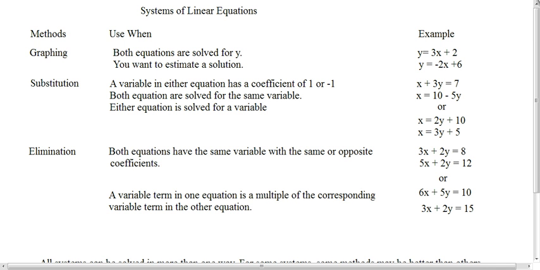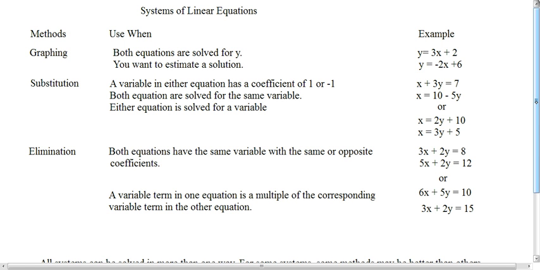It also says we use elimination when a variable term in one equation is a multiple of the corresponding variable term in the other equation. For example, 6x plus 5y is equal to 10. Now of course 2 and 5 are not multiples; we'd have to get all the way to 10. But we could do it easily with 6 and 3, because all you have to do is multiply the second equation by negative 2, and that's going to give us a negative 6, and we can eliminate that particular variable in the coefficient.